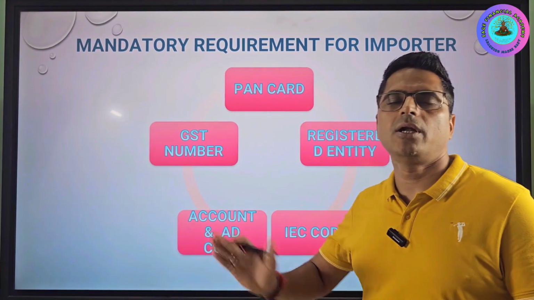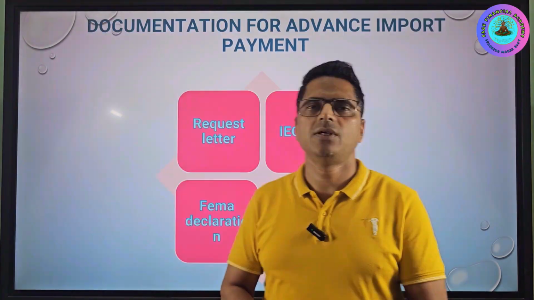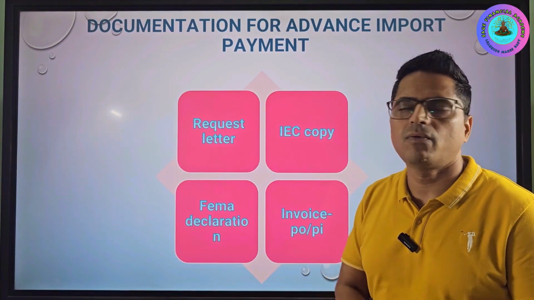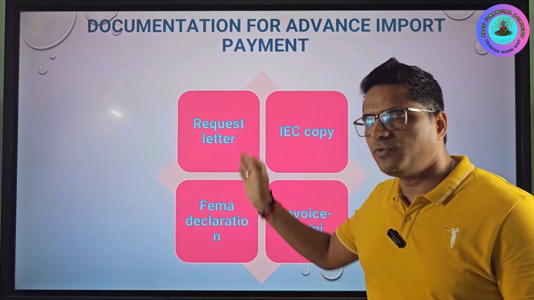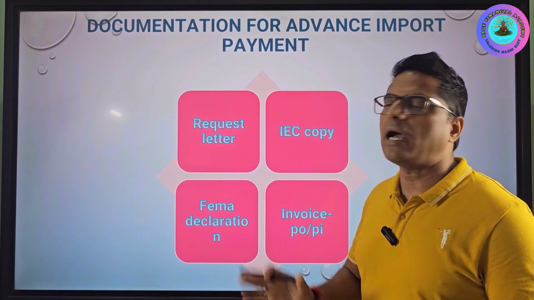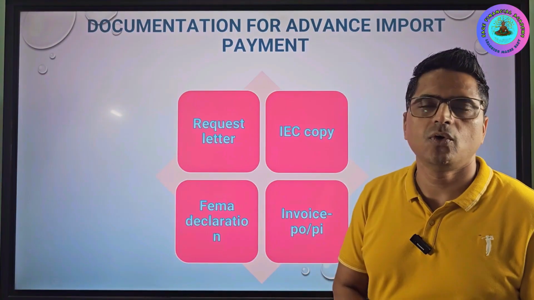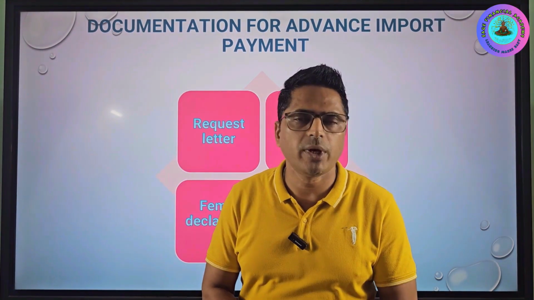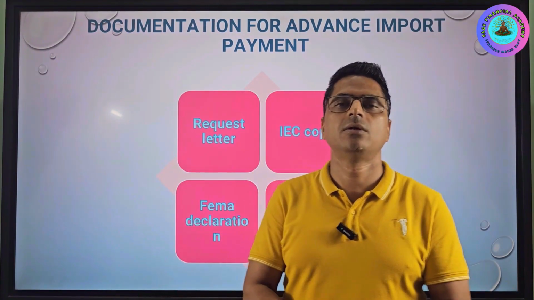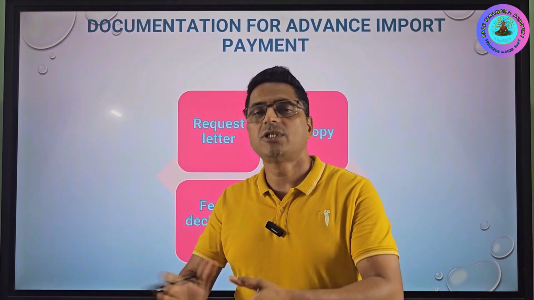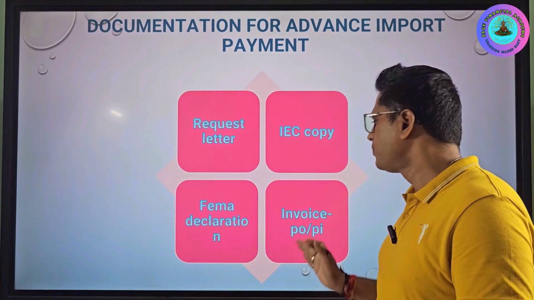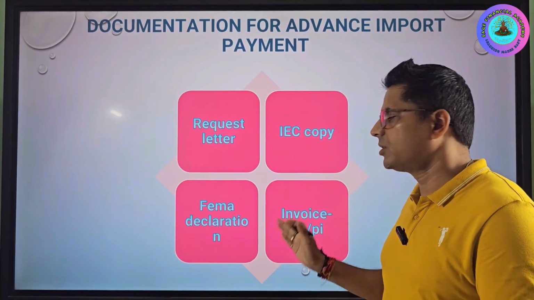You must have these mandatory requirements before making an advance payment. If you are going to make an advance payment for the first time, certain things like a request letter are required. In the request letter, certain information is required about the party and the process. Then the IEC copy, if it is the first time, is required. Invoice, PI or PO, for the contract for which you are going to make the payment, so that your AD Category 1 bank can understand your terms and conditions, and also understand what kind of goods you are making the payment for, and whether those goods are allowed to be imported or not. They will check with that PI or PO, proforma invoice or purchase order. These are the full forms.